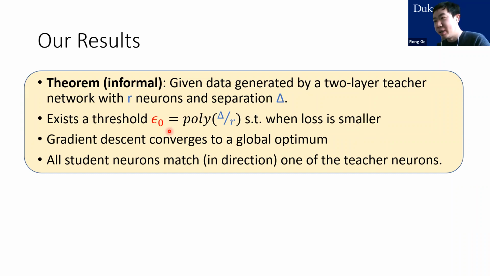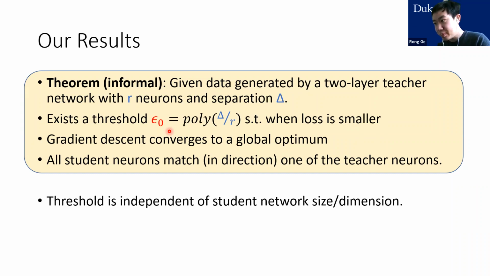And one can extract more generalization guarantees from this. So in this theorem, we are just assuming that you are doing gradient descent on the population loss, but you can convert the result to having training samples and do stochastic gradient descent. The threshold epsilon 0 is actually independent of the size of the student network, as long as the student network size is larger than R. It's also independent of the dimension of the training data.